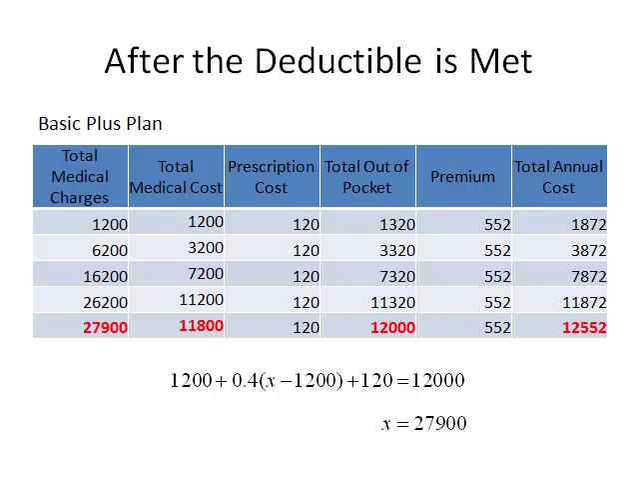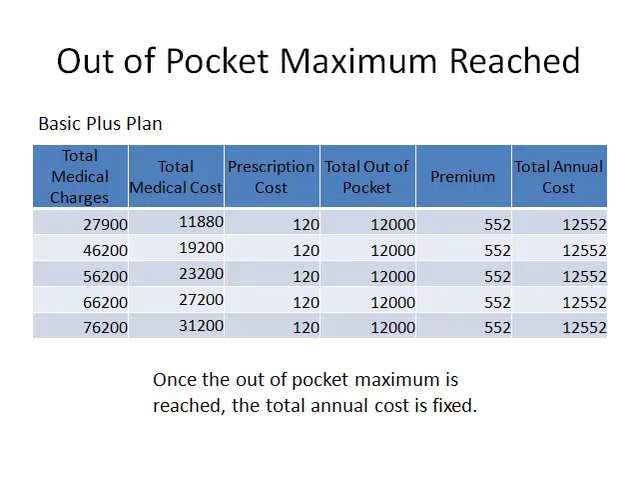If we change the last row to correspond to $27,900 in medical charges, the total medical cost is $11,800. For this amount of charges, the total annual cost is $12,552. For any amount of charges above $27,900, the total out-of-pocket is $12,000 and the total annual cost is $12,552.